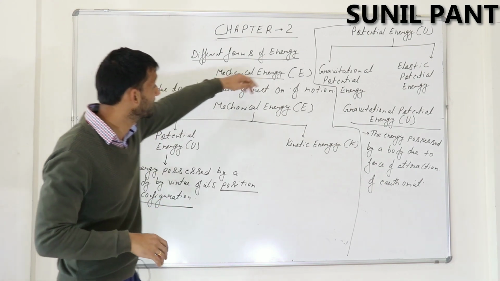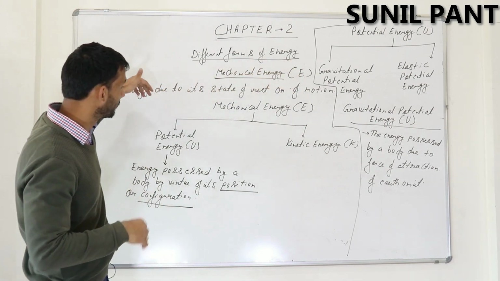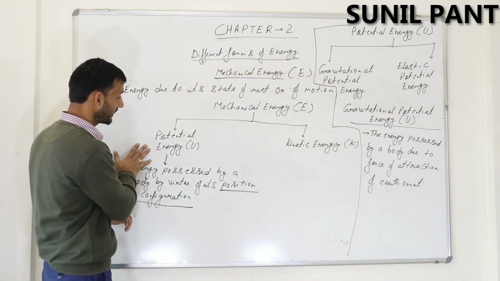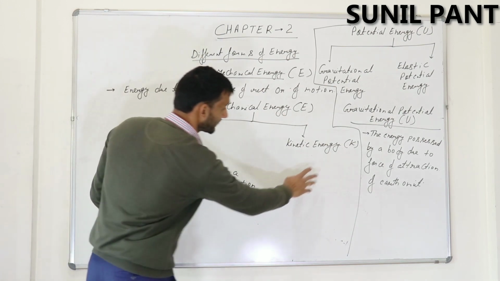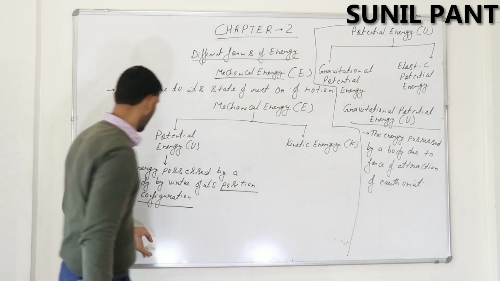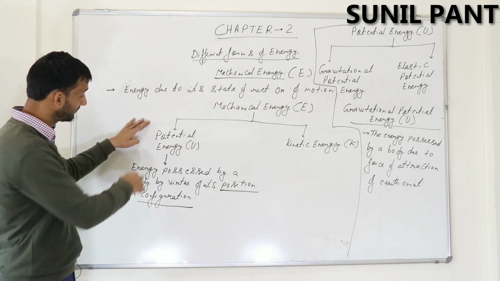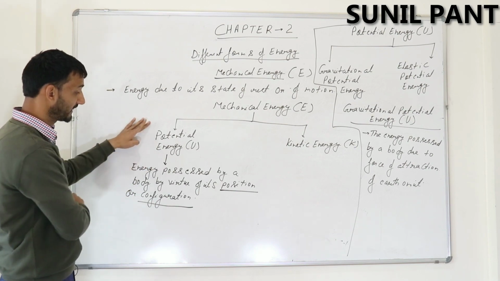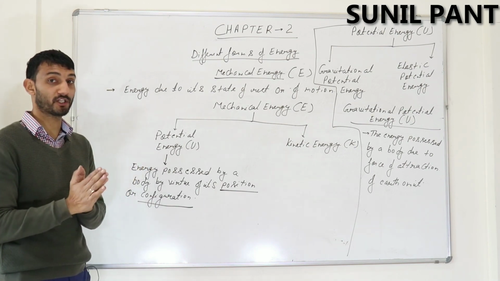This mechanical energy, which is E, has two different forms. One is potential energy, which is U, and another is kinetic energy, which is K. We'll first focus on potential energy. How do we define this potential energy?